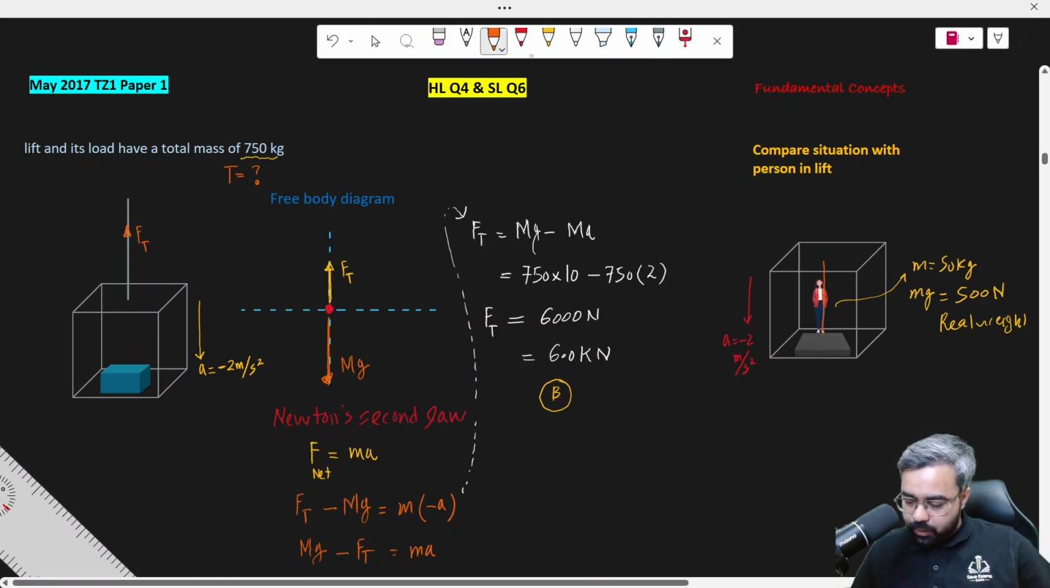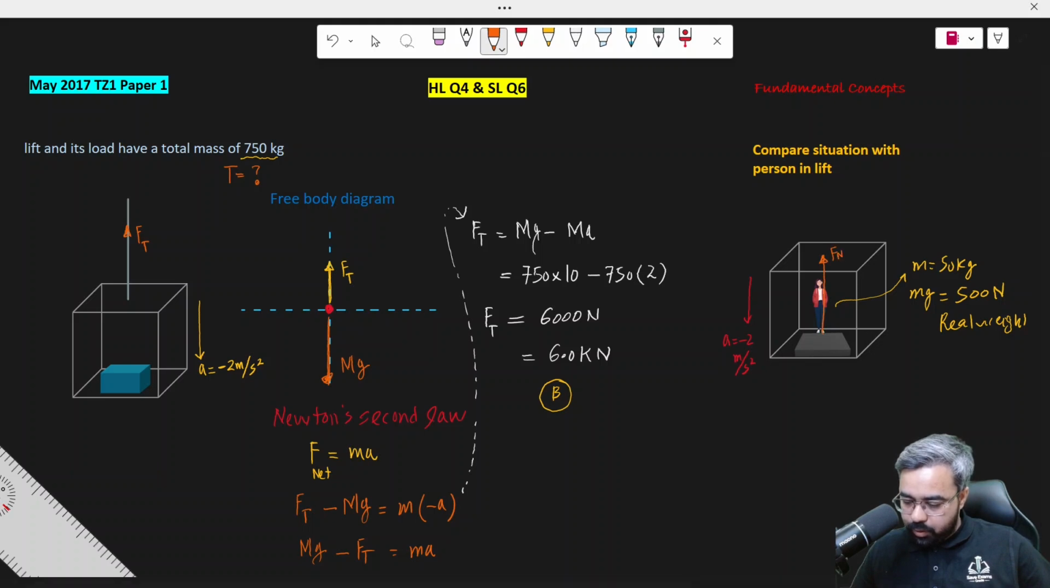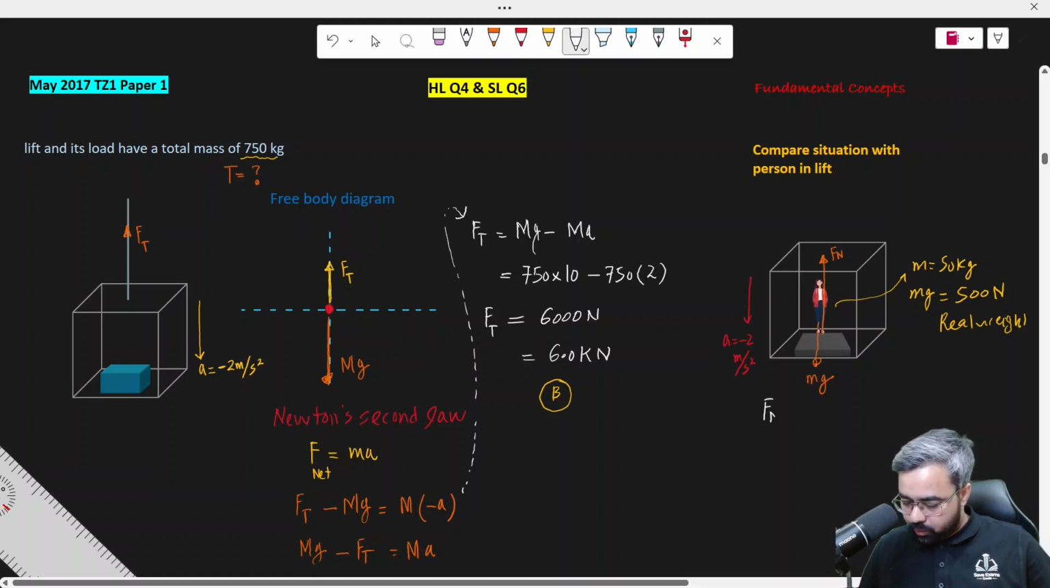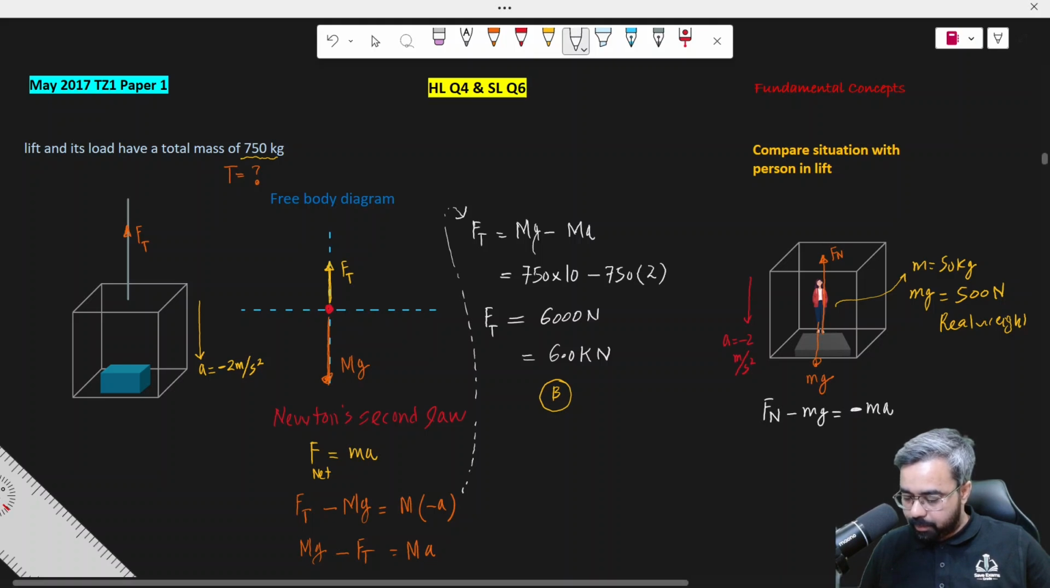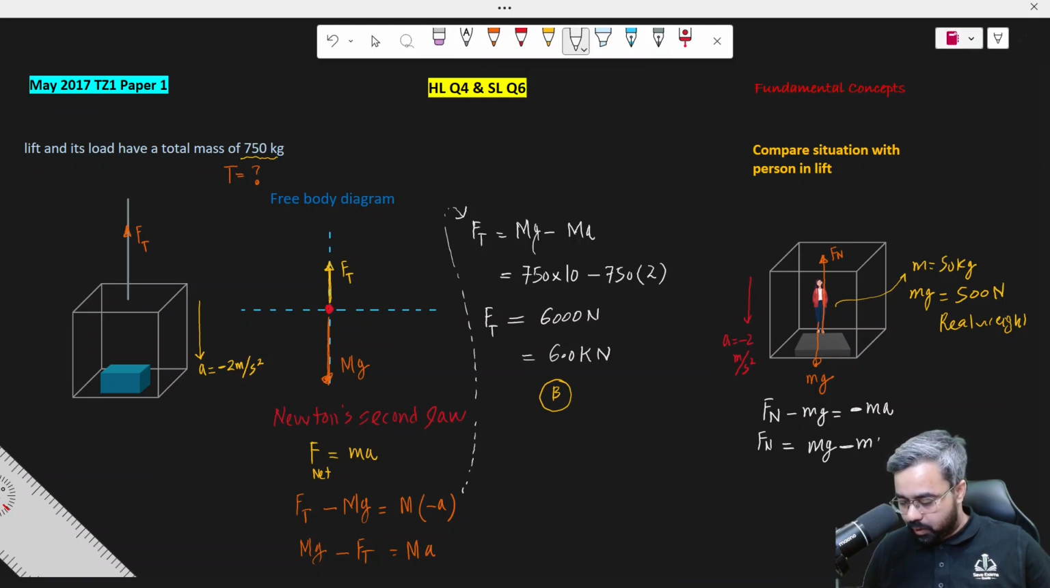So in this scenario, the force is the normal force applied by the machine, and this is her weight. So the normal force minus mg is equal to negative ma, and the normal force is equal to, because this normal force right now is her apparent weight. So you can put in the values and find its answer.